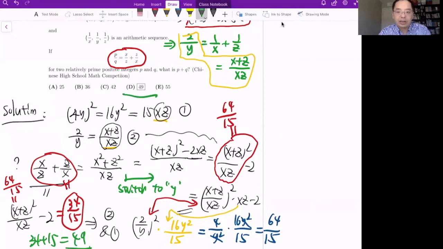Okay, so here the key point is we use algebra to combine those fractions, and we try to express things in terms of y, right? Try to match those expressions x plus z over xz. They'll just play around with the algebra, and then we have the cancellation. We get a fixed number.